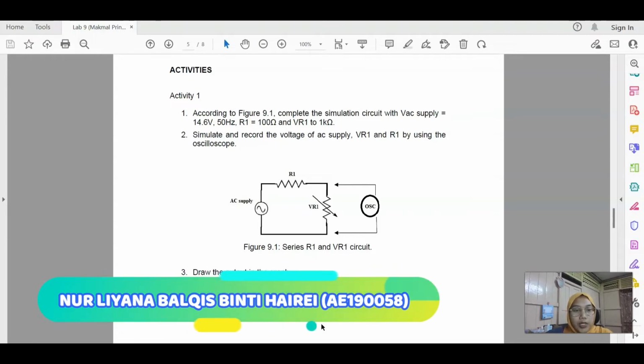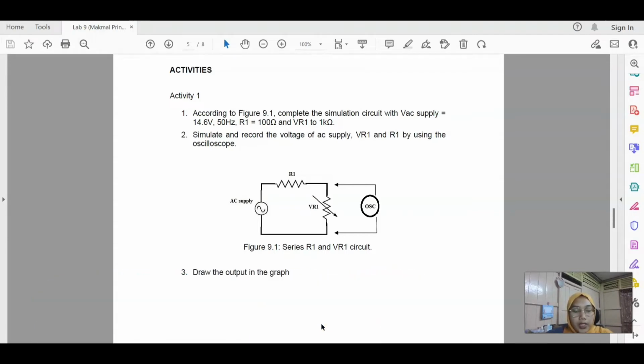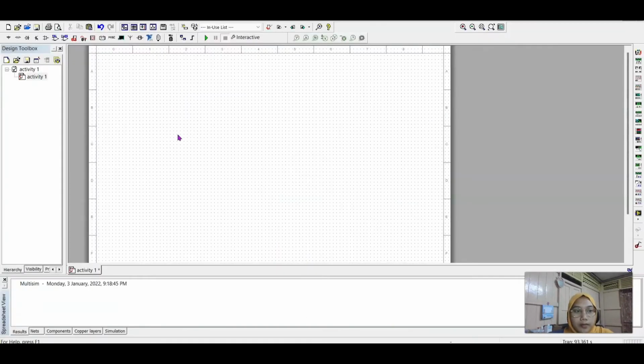Metric number AE190058. I will present about activity 1. In this activity, we need to construct this circuit using software, and we chose Multisim. The AC supply value is 14.6 volt, the frequency is 50 Hz, resistor 1 is 100 ohm, and the variable resistor is 1 kilo ohm. Let's try to simulate the circuit.